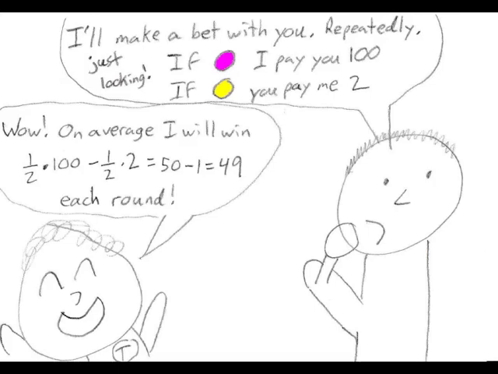I'll make a bet with you, repeatedly, just by looking at the candies. If a purple comes out, I'll pay you 100. But if a yellow comes out, you pay me 2. Wow, on average I will win a half times 100 minus a half times 2 equals 50 minus 1 equals 49 each round.